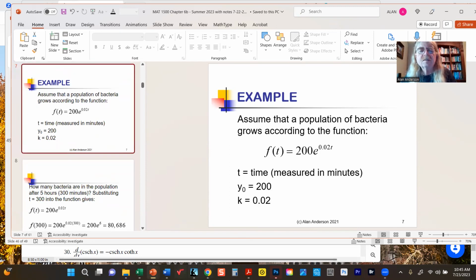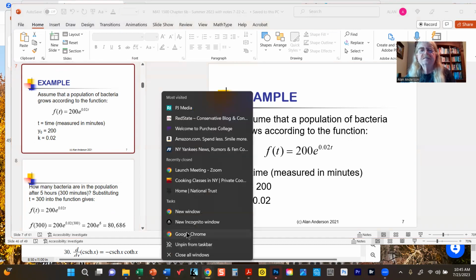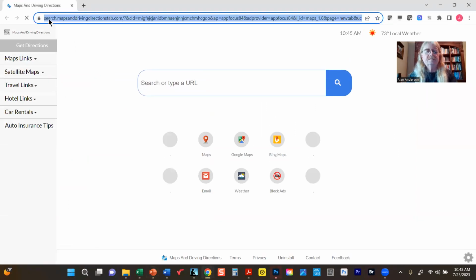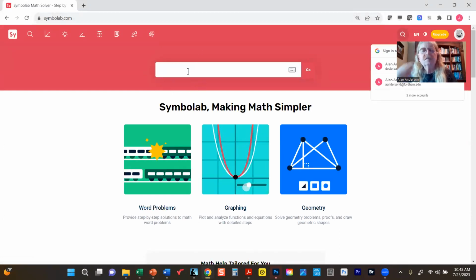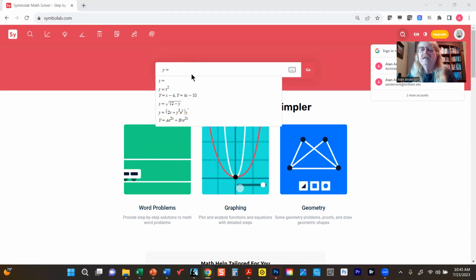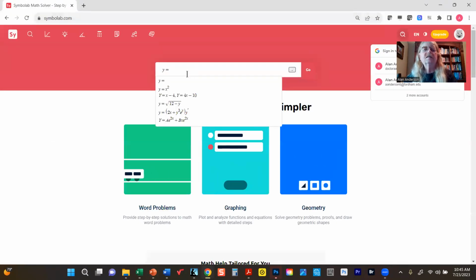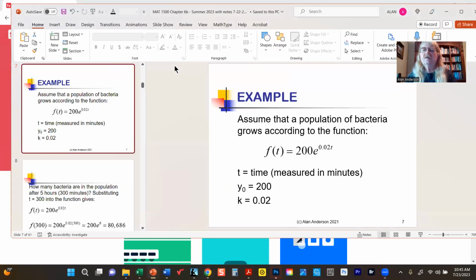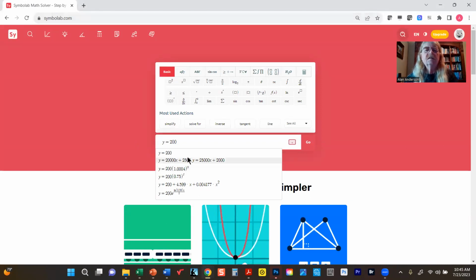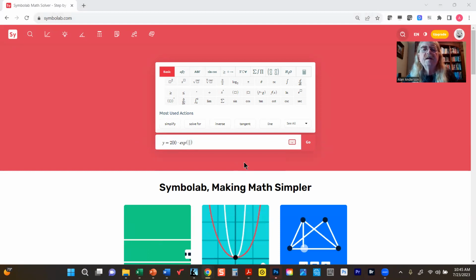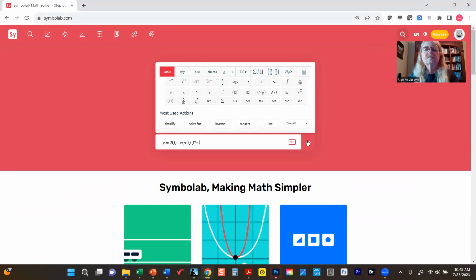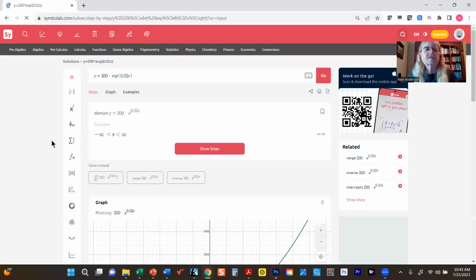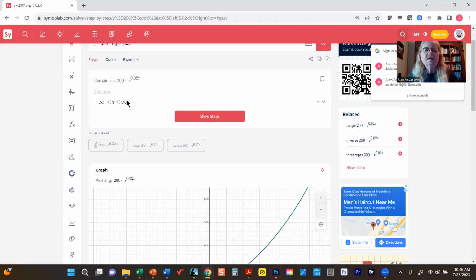Now, what I'd like to do is go into Symbolab and show you what this looks like. And you'll see that, as you would expect, it intersects the vertical axis at 200, and then it grows pretty fast. 200 times exp, 0.02 times x here.